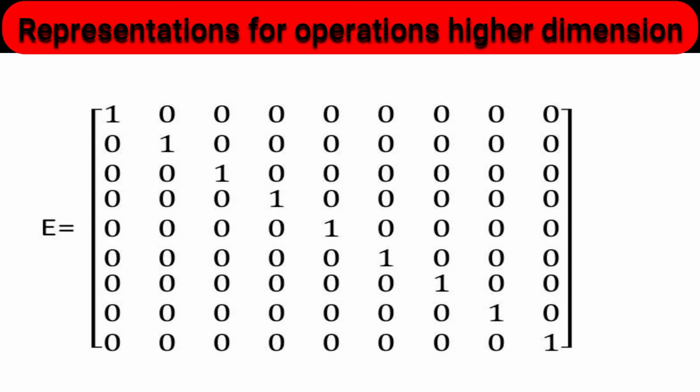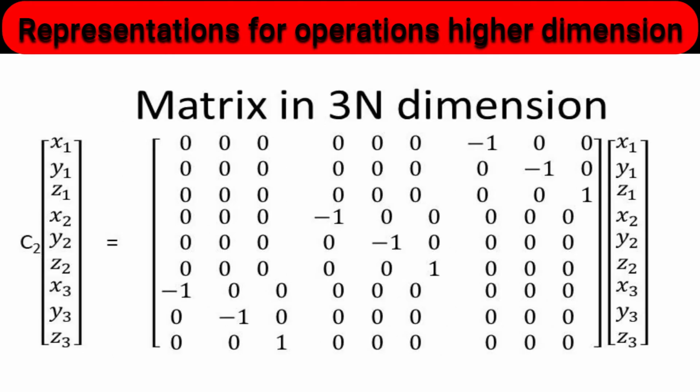Say the C2 operation. How can we obtain the matrix for it in 9 dimensions? What was our matrix for C2 when we consider XYZ coordinates? -1, 0, 0, 0, -1, 0, 0, 0, 1. Such 3-dimensional matrices I have to replicate 3 times. But where to represent them? Where to arrange them? How to represent them? That should be very clear. Here I said matrix of 3N dimension. What is N? Capital N is the number of atoms. Here in the water molecule, 3 atoms are there. Therefore, we are talking about a 9-dimensional representation.